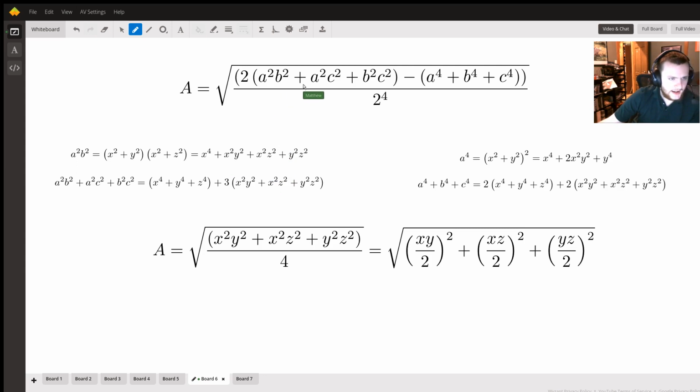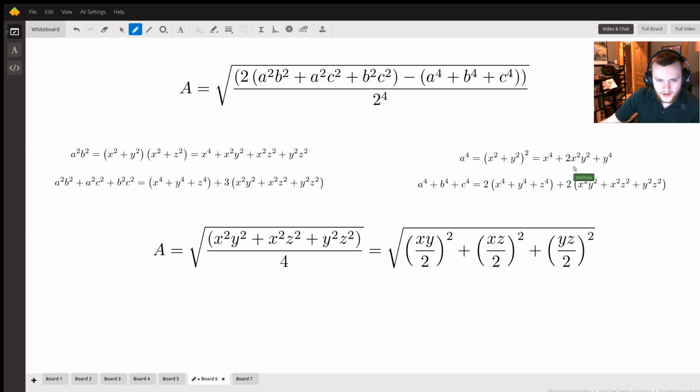And so in AC and BC, we'll get y to the fourth and z to the fourth, and we'll get all these same ones. So the addition of these three gives us this, plus 3 times this tail here. On the right side of the top, a to the fourth is going to be x squared plus y squared all squared, which gives us x to the fourth plus 2x squared y squared plus y to the fourth.